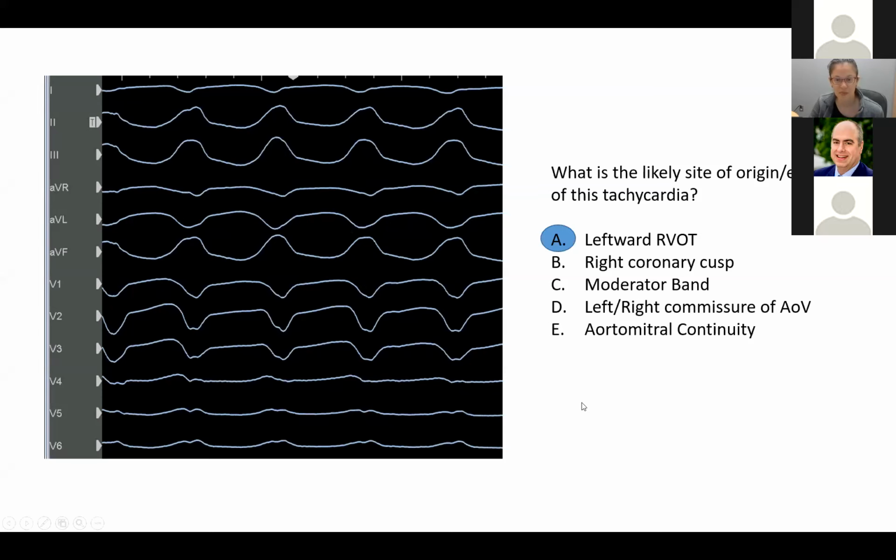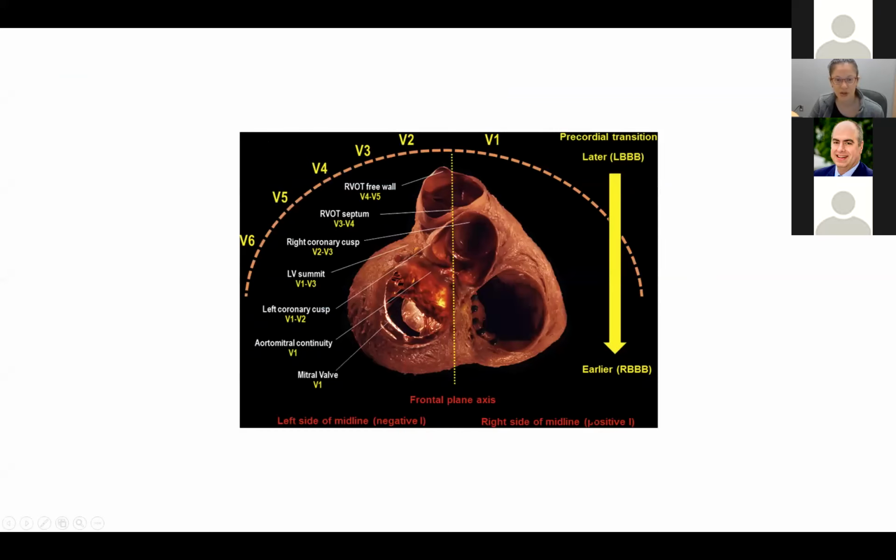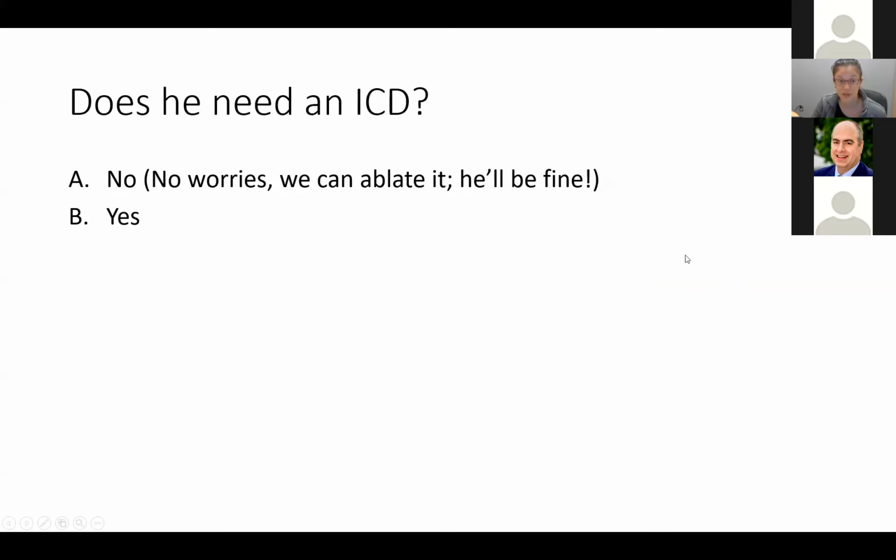So that would kind of put you in, if we look at a model of the heart with the ECG electrodes attached to us, the right ventricle, maybe the leftward part of the right ventricle. Pretty leftward given how negative lead 1 was. Some of the other answers that weren't terrible is the right coronary cusp is not far from this area. It could be just back here. You'd usually expect a bit of an earlier transition if it was going to be over that way. So that's what they found on their initial EP study.